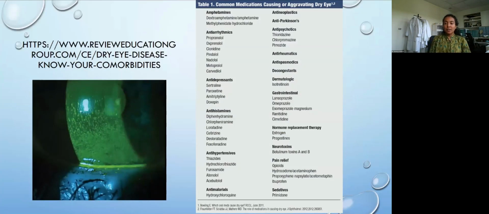These are a long laundry list of medications that can cause dry eye. So a lot of medications can exacerbate dry eye. So here's a good resource. This is the link to the website for the article. And again, just some of the medications here that can aggravate dry eye.